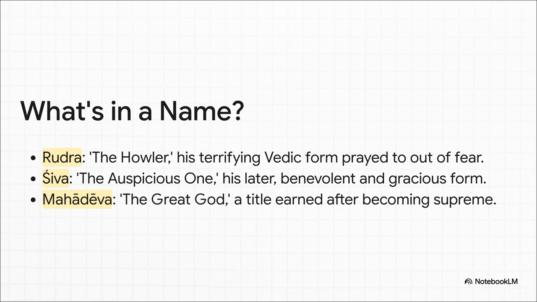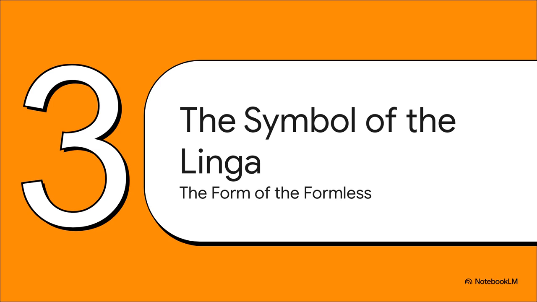So if Shiva is this ultimate, contradictory, formless reality, how in the world do you worship him, right? How do you build a temple to something that doesn't have a form? Well, the answer is one of the most powerful, and let's be honest, one of the most misunderstood symbols in all of religion, the linga.